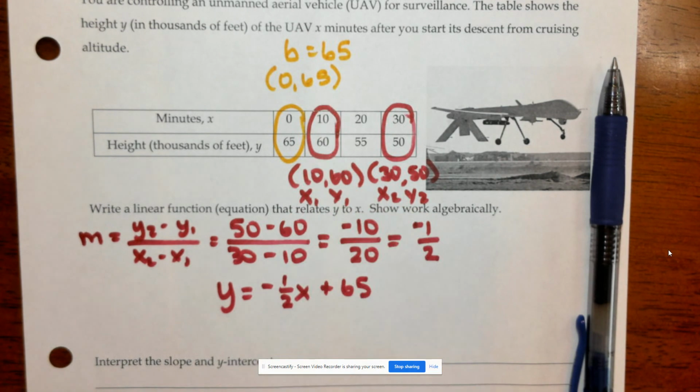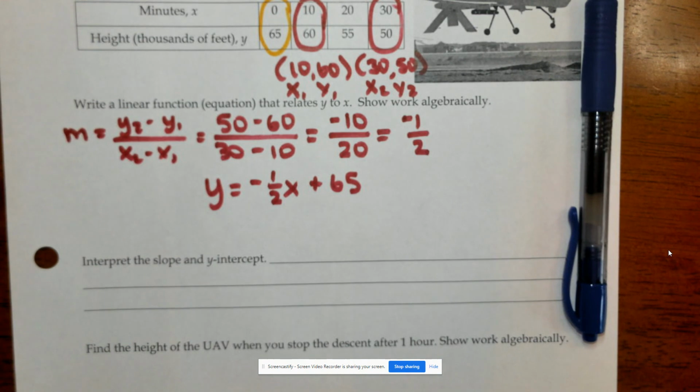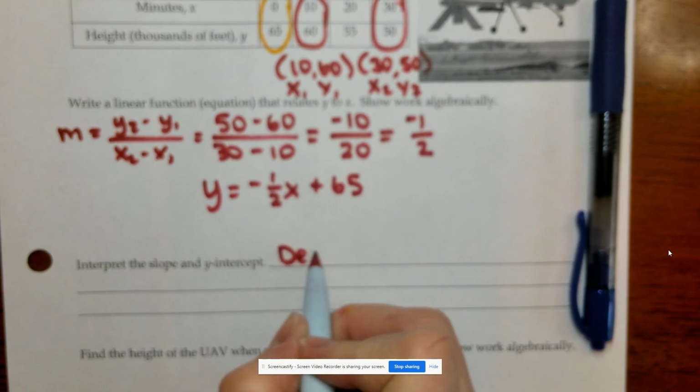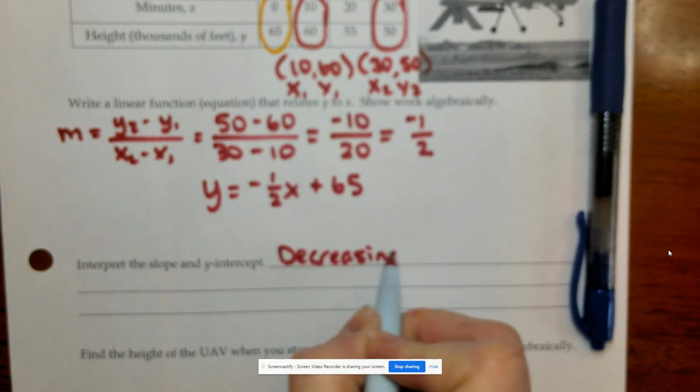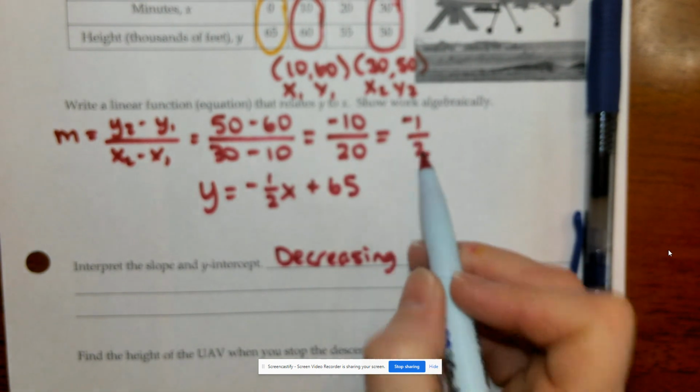Remember, we had the y-intercept from the table. Interpret the slope and the y-intercept. So what's happening here is it is decreasing, right? It's going down. And so it is decreasing by half, right? Negative 1/2.